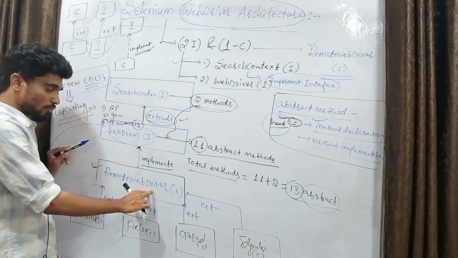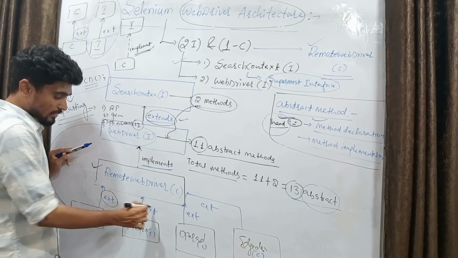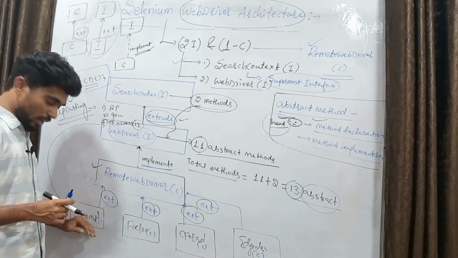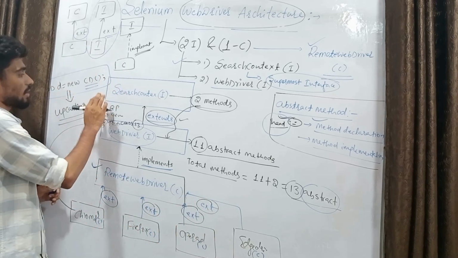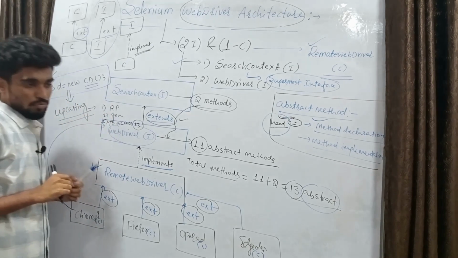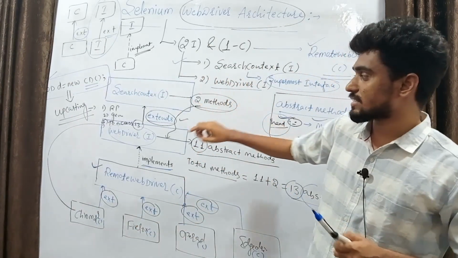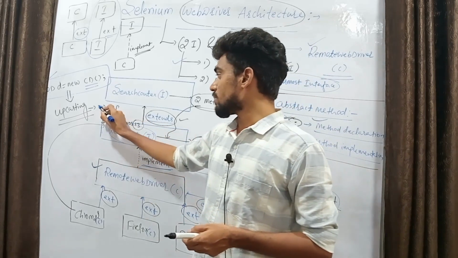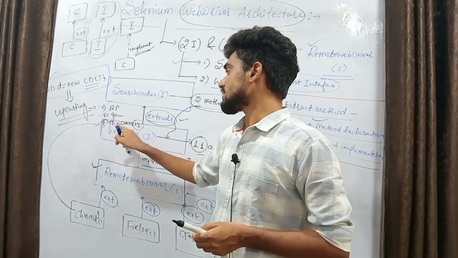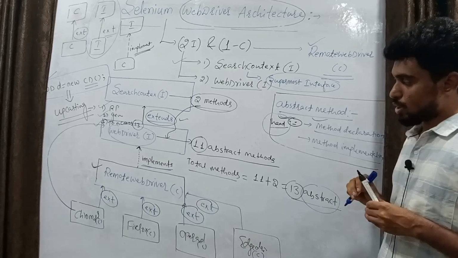This RemoteWebDriver class is inherited by all the browser classes by using the extends keyword. Finally, we are creating an object of the ChromeDriver class and providing a reference of the WebDriver interface. This is called upcasting. Why are we doing upcasting here? There are three reasons: one is to achieve runtime polymorphism, second is to achieve generalization, and third is to access the 13 abstract methods of the WebDriver interface. Okay, we'll stop here.